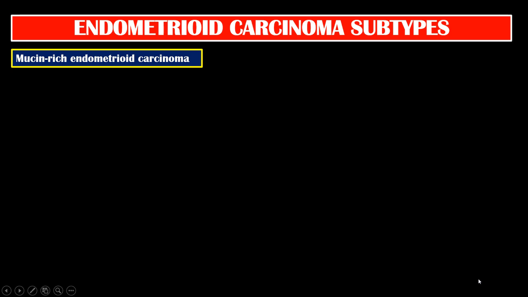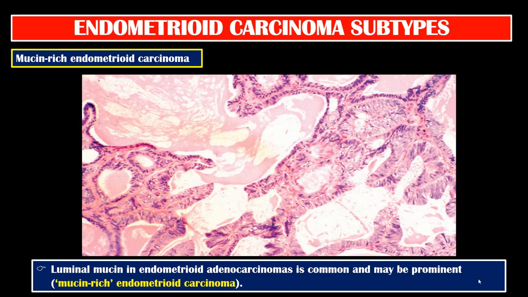Mucin-rich endometrioid carcinoma. Here in this photo, there is luminal mucin in endometrioid adenocarcinomas. It's common and may be prominent. Luminal mucin in endometrioid adenocarcinomas is common and may be prominent. So it is called mucin-rich endometrioid carcinoma.